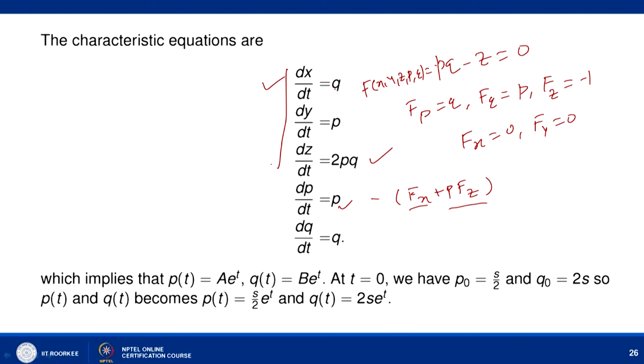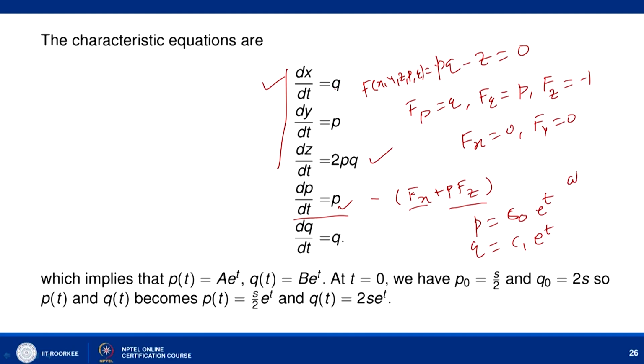So, first we have to solve dp by dt and dq by dt. So, dp by dt here it is quite easy. Here p is given as some constant c naught e to the power t, and q is also some c1 e to the power t. Now, how to fix this c naught?